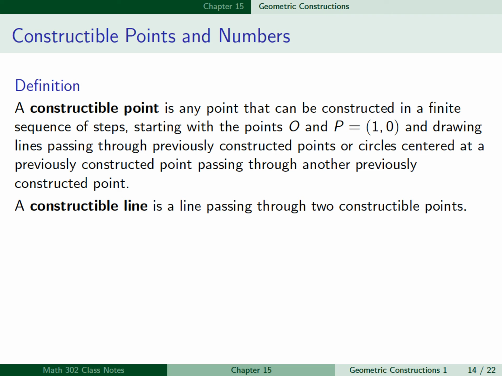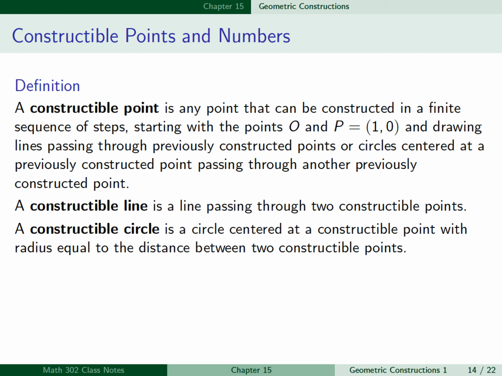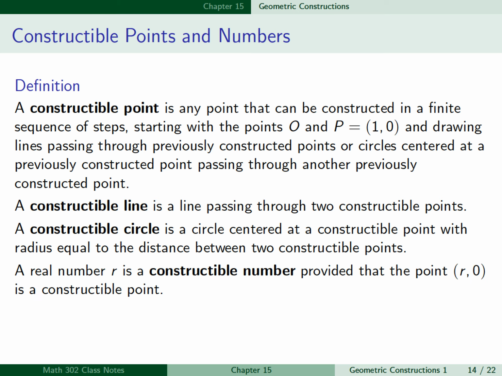A constructible line is a line passing through two constructible points. A constructible circle is a circle centered at a constructible point with radius equal to the distance between two constructible points. A real number r is a constructible number provided that the point (r, 0) is a constructible point.